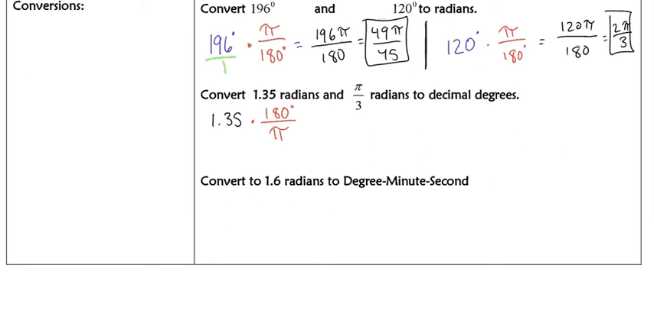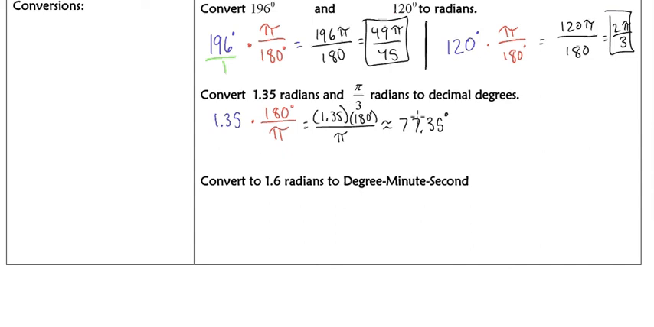And so we end up with, let me change this to blue just for some consistency here, 1.35 radians. All right, and so that's going to give us 1.35 times 180 degrees, all over pi. Hit that all into your calculator, and you should get right around 77.35 degrees.